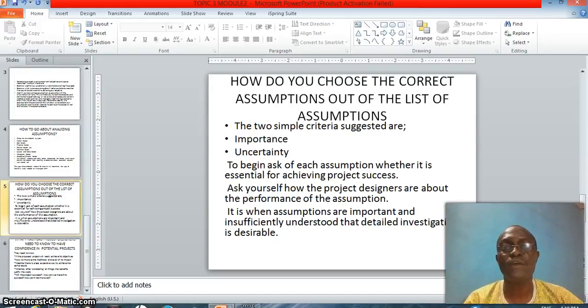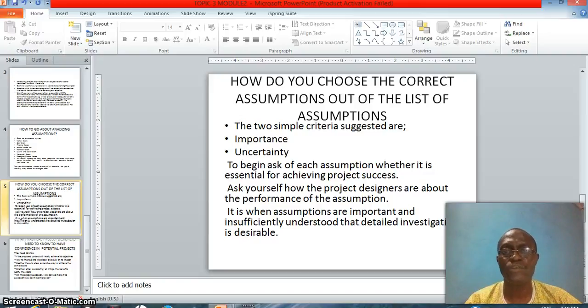How do you choose the correct assumption out of the list of assumptions? There are 2 simple criteria suggested: the importance of the assumption and the uncertainty. To begin, ask of each assumption whether it is essential for achieving project success. Ask yourself how sure the project designers are about the performance of the assumption.